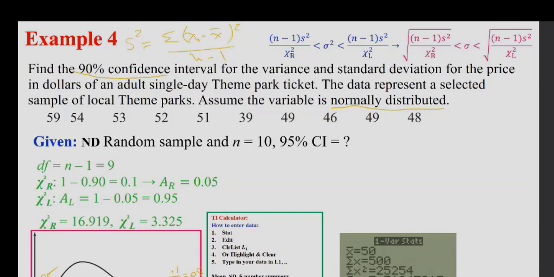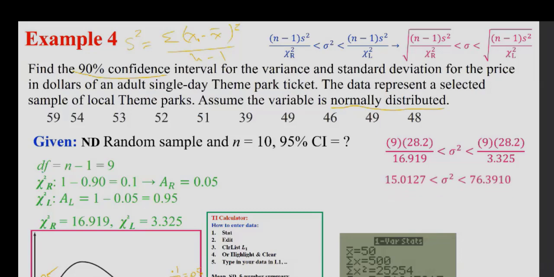So now that you have the s squared from technology, you plug it in. So 9 times 28.2. Again, I would use more decimals in the beginning and do it accordingly. Divide by 16.919 for the chi-squared of the right, and divide by 3.325 for chi-squared of the left. Going through the process, we end up with those two numbers. Finding the 90% confidence interval for the standard deviation, we are almost done. We just take a root of both sides because we've done the hard work already. And sigma is between those two numbers.